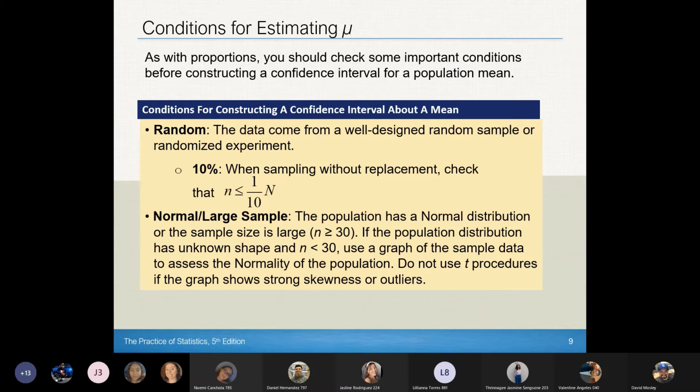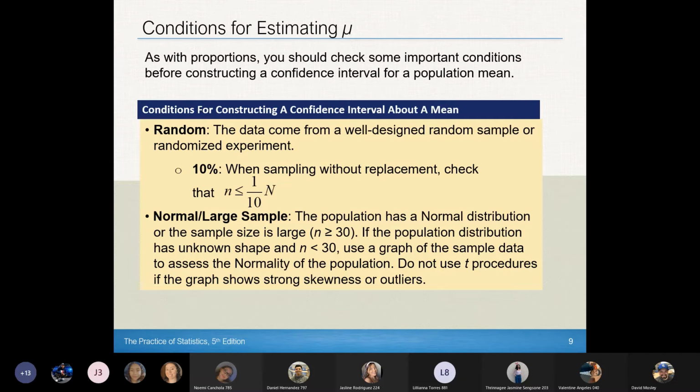What's the shape? And we need to assess its normality. We cannot use t procedures if the graph shows strong skewness or outliers. If we don't really see any skew or anything crazy, and there doesn't appear to be any outliers, we're probably good to use the t distribution and t procedures. Otherwise, we're done. We can't use it.